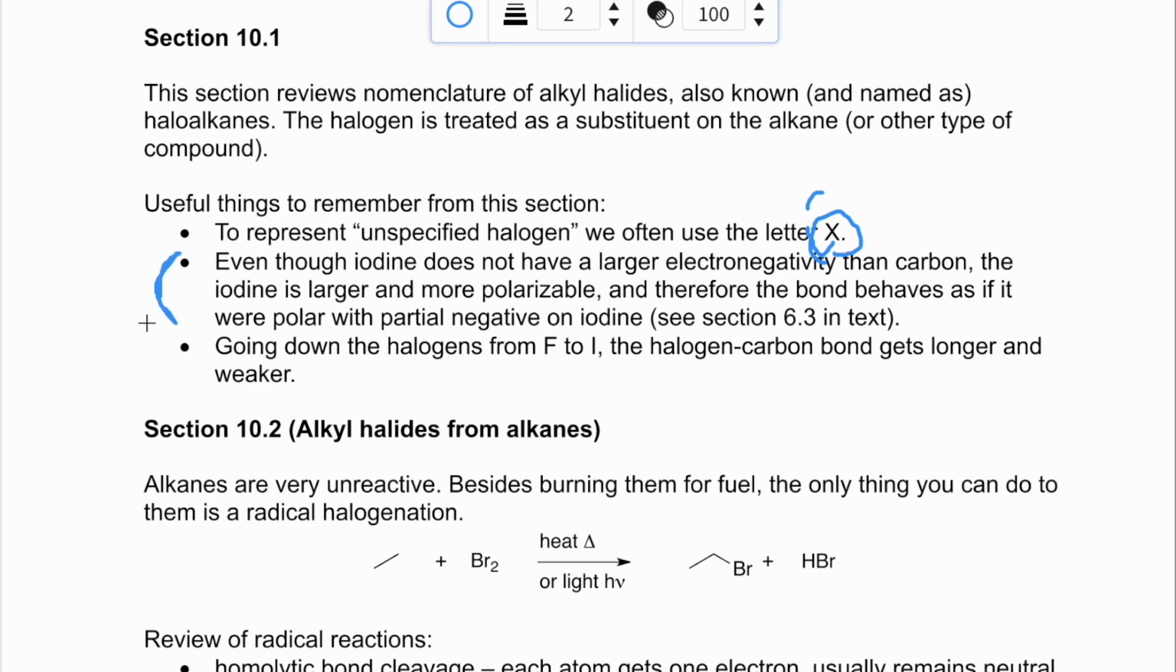The halogen bond to carbon behaves as a polar bond, even if the electronegativity value itself does not seem to be high enough to be pulling electrons away from carbon. The larger halogens have lower electronegativity scores, but are polarizable, and so the bonds do behave as polar bonds with the partial negative charge on the halogen, and the partial positive on the carbon.